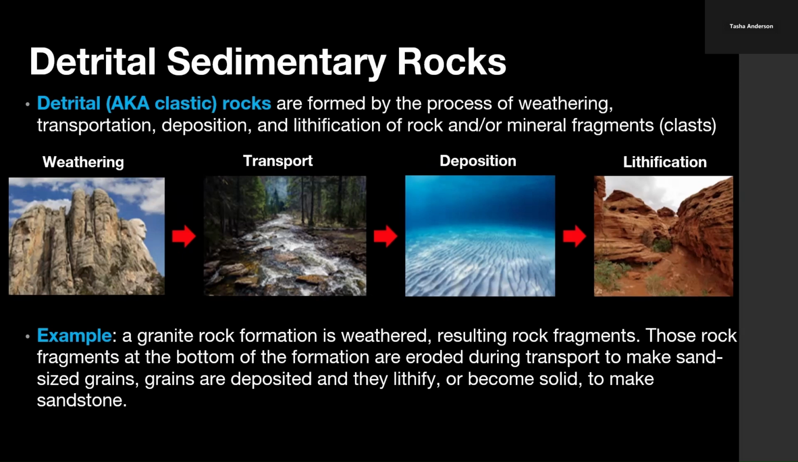Detrital rocks form from fragments of other rocks, and therefore are completely inorganic. These fragments go through weathering, transport, deposition, and lithification. For example, granite breaks down into sand grains that eventually become sandstone through lithification. Next, we will look into each of these processes a bit more in depth.